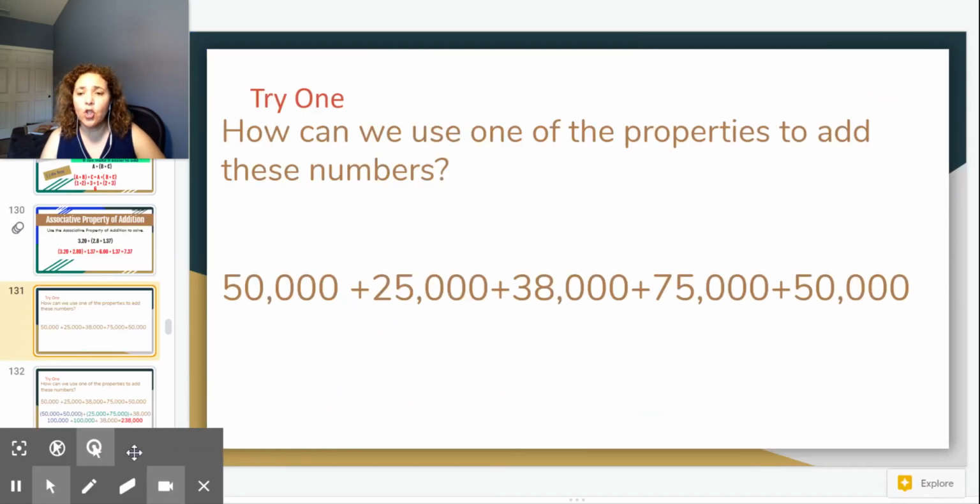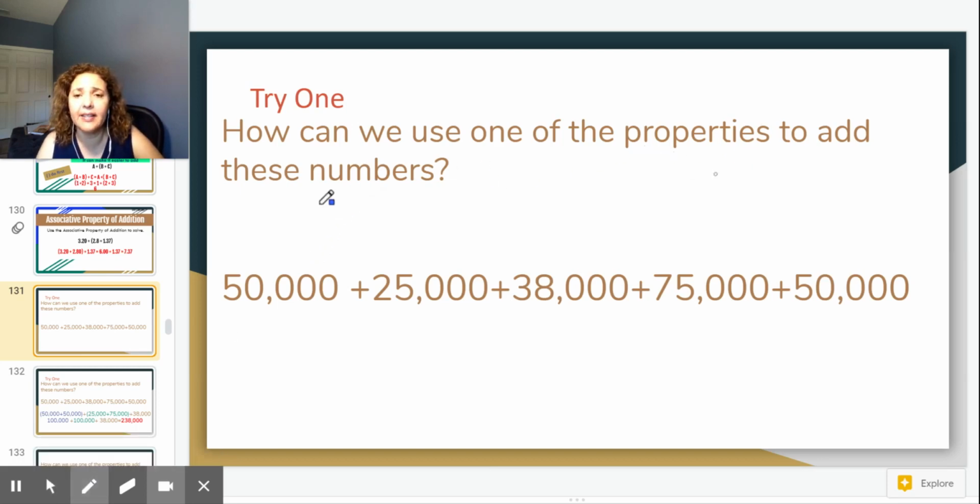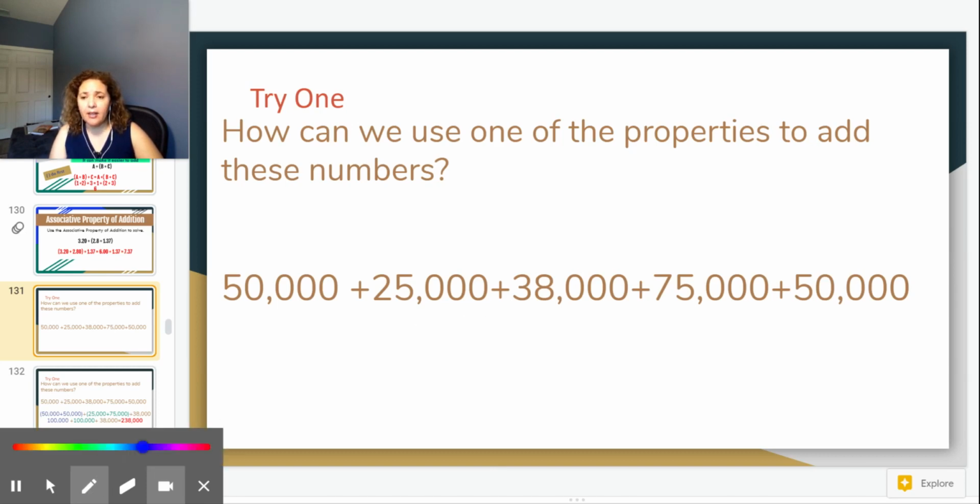All right, so let's try one. How can we use the properties to add these numbers? Don't let these numbers overwhelm you, because really we're just going to be looking at groupings. What can I group together to make it faster to add? Okay, pause the video for a moment, see if you can think of any numbers you can group together to make it easier to add, and then come back to me.